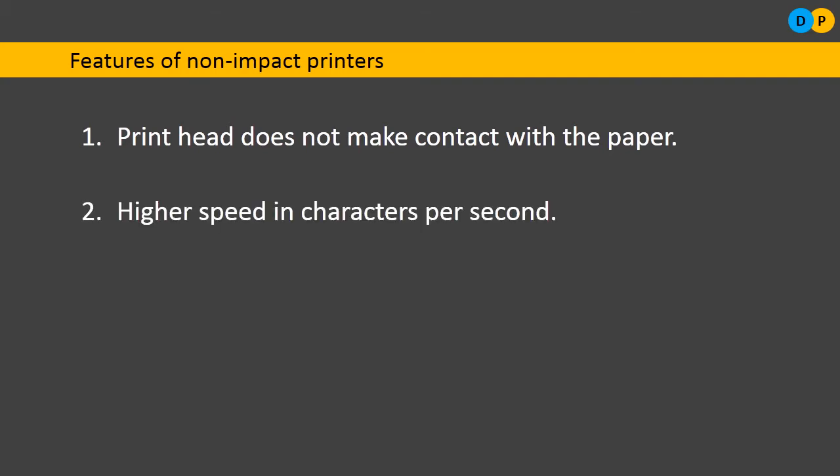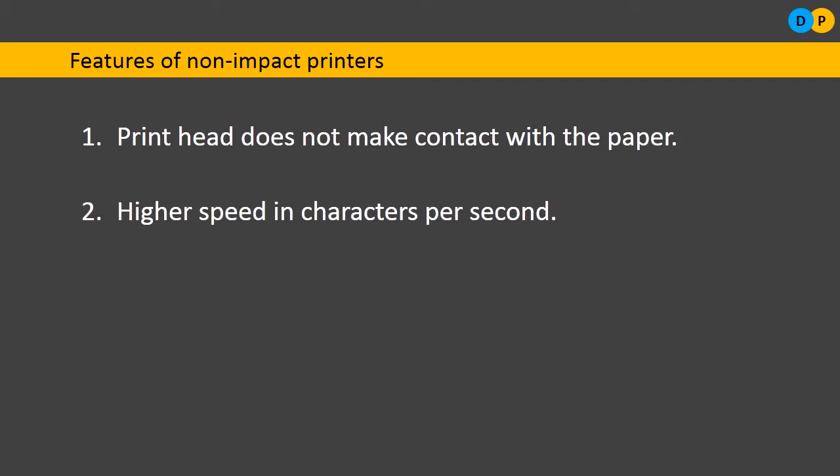Second feature, higher speed in characters per second. So what do you mean by speed? Sorry, higher speed is nothing but the number of characters that can be printed on a page of paper. Another important thing to be noticed here is higher resolution. Usually non-impact printers also produce higher resolution printouts. The resolution is the number of dots that can be printed on the x and y axis. So usually compared to impact printers, the non-impact printer resolution will also be high.